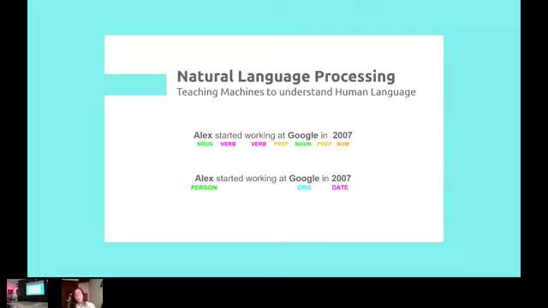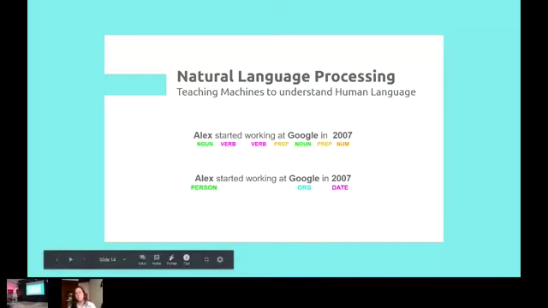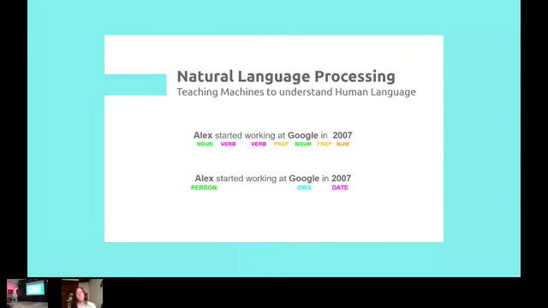Started working, we know that those are verbs. At is a connector, in is a connector, Google is also a noun. We don't know yet. In the first analysis, we could say, well, Google can be a company, can be a university, can be even a person called Google. And we see that this is a number, 2007. So that's the most basic example of natural language processing, understanding all the components of a sentence.